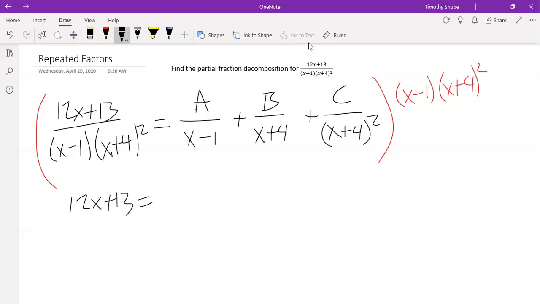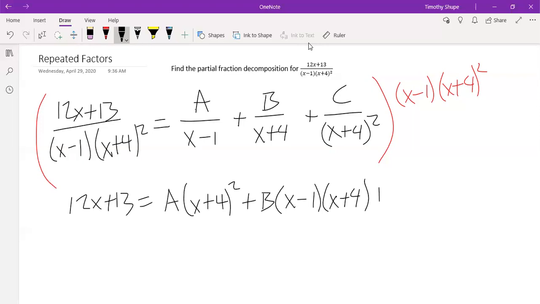If I multiply these by the fraction with the x minus 1, the x minus 1 is going to go away, but I still have the x plus 4 being squared that will end up multiplying by the A. For the B, one of those x plus 4s is going to divide out, but then I still have an x minus 1, and I still have one of the x plus 4s. And then for the C, the x plus 4 squared is going to divide out, but the x minus 1 is not, so I need to make sure to multiply that by the C.